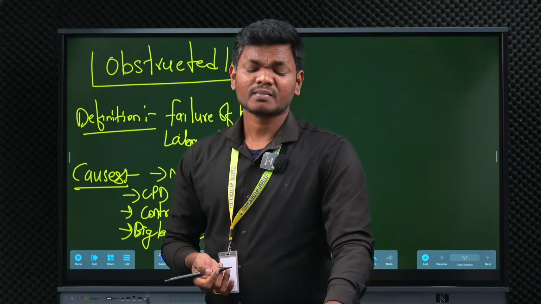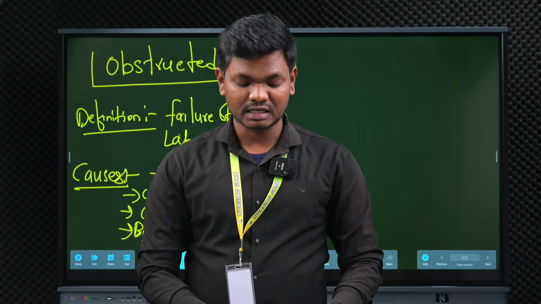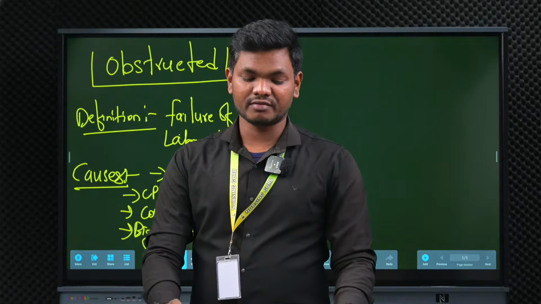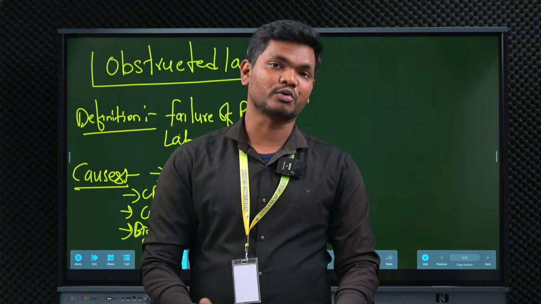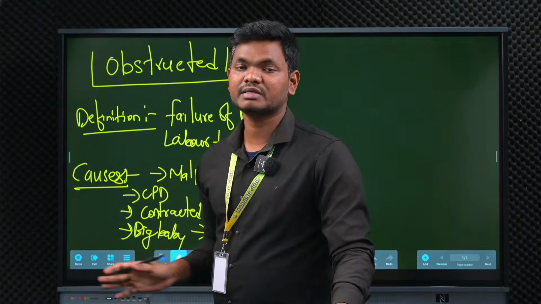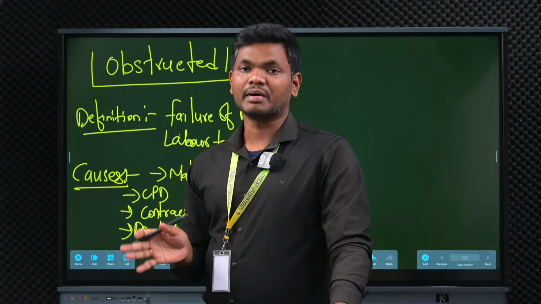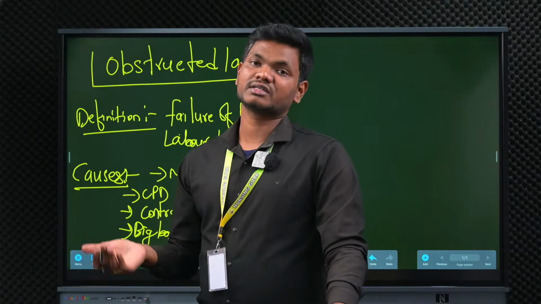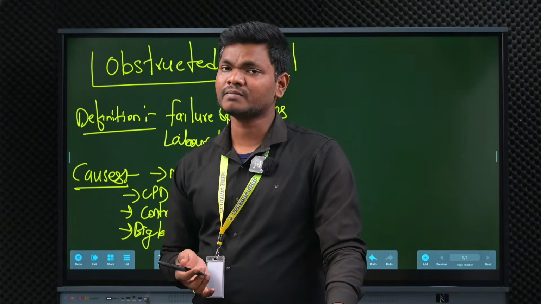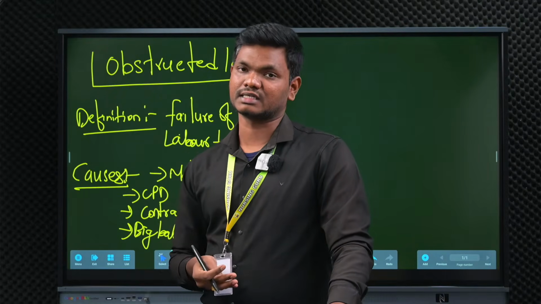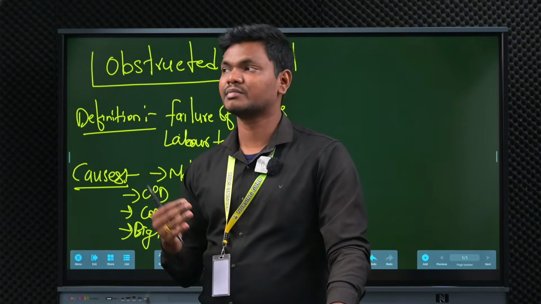Okay, then clinical features. What are the clinical features of obstructed labor? The labor pain will be continuous, but there will be no progress. The labor starts with true labor pain and cervical dilatation may occur, but further progress will not happen in the mother. Then no descent of the presenting part, which means the fetal head.